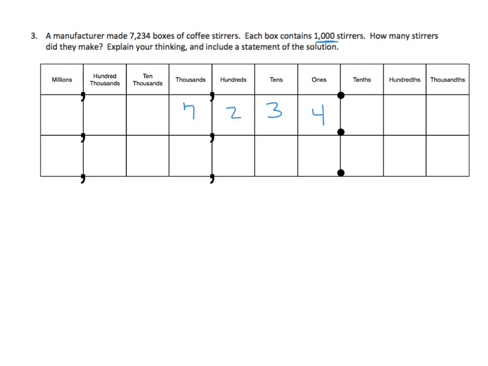So I'm going to make my arrow here. And the 7 in the thousands place, well, I have 7,000 thousands, and that becomes 7 millions. We do the same thing with each one of these places.